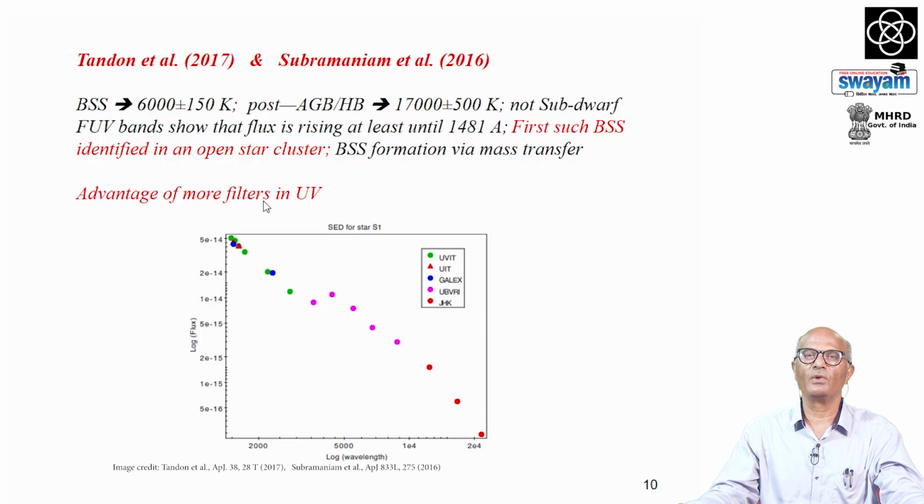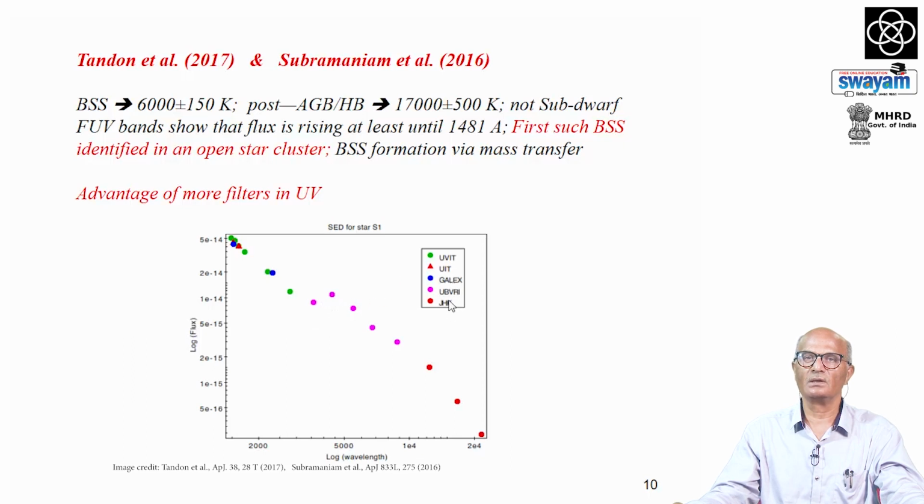And what is the main advantage of ultraviolet? It has a number of filters much larger than in any other space probe at such wavelength. So, as we can see, we have filled those gaps which were not possible otherwise with these UV observations.